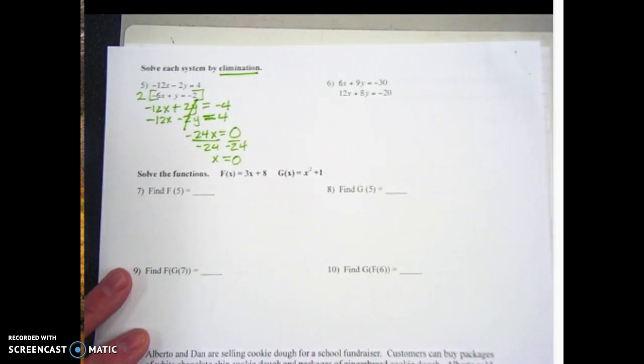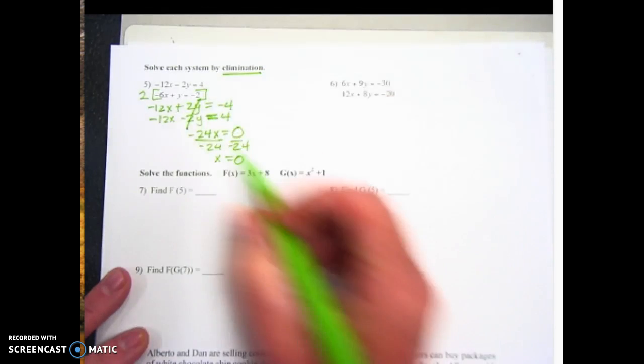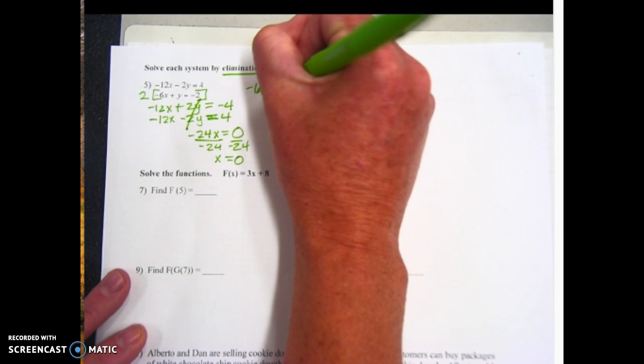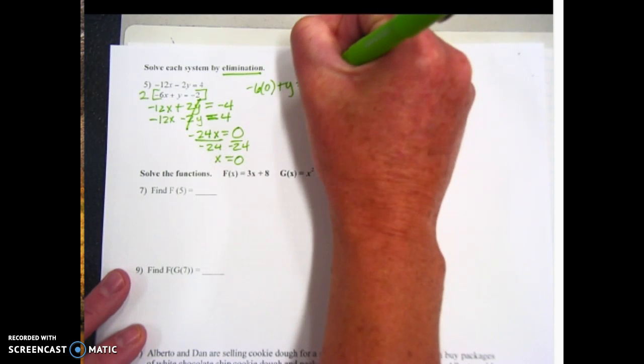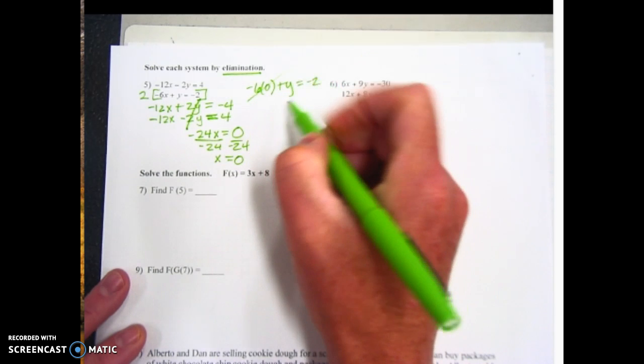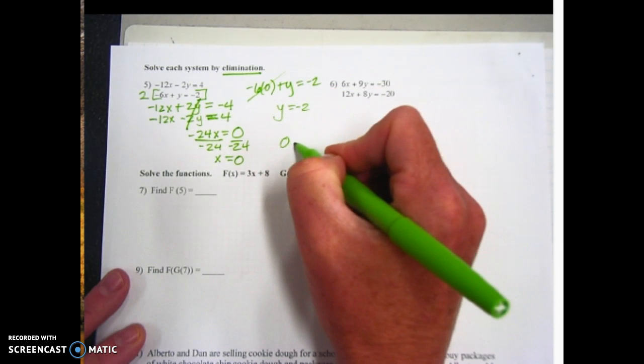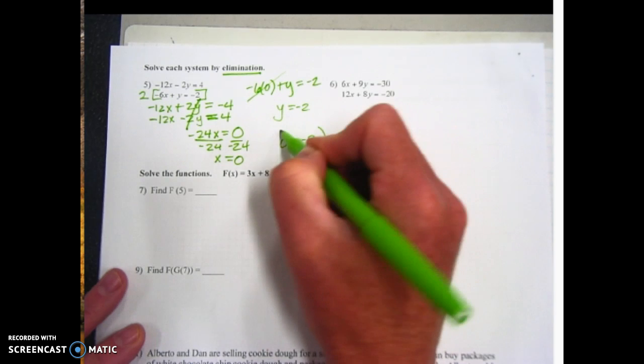So I'm going to plug that 0 into either of these two equations. I like the second one. It looks a little bit easier. I'm going to say negative 6 times 0 plus y equals negative 2. Anything times 0 is 0, so y is equal to negative 2. So when I write my answer as an ordered pair, I have 0, negative 2.